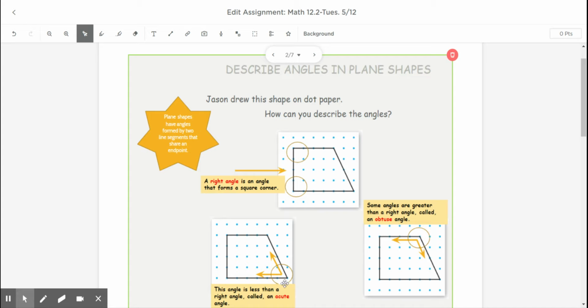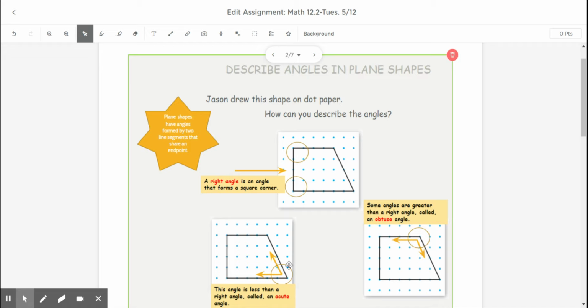Then if we look down here, this is called an acute angle. It is less than a right angle or smaller than a right angle. So we call it acute. Finally, on this shape over here, if we look at this circled angle, this is greater than the right angle, which we call an obtuse angle.